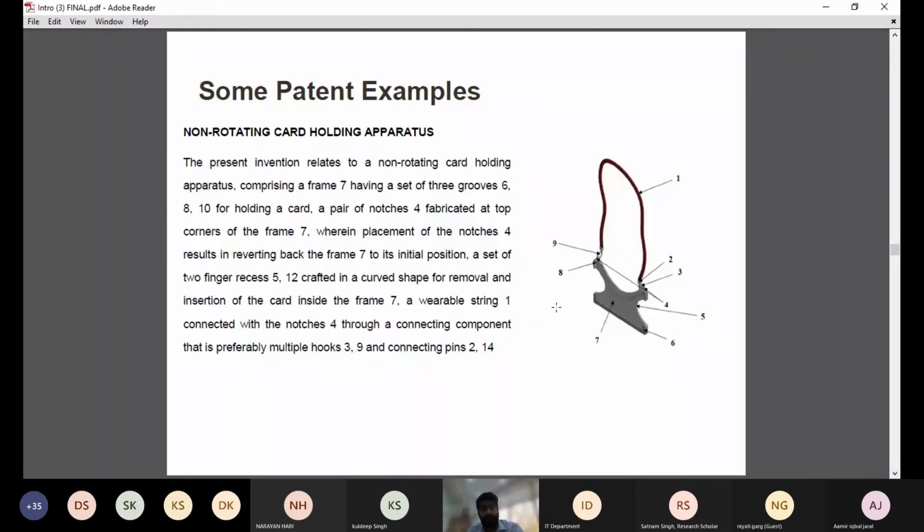Then this is another example of a problem solved which we all still face to date. When we run or walk, our card holders get rotated, right? And the front side gets on the back and the back side gets on the front, right? This is a problem generally we all face. So one student has developed a non-rotating card holding apparatus so that it will automatically regain its position if it gets rotated.